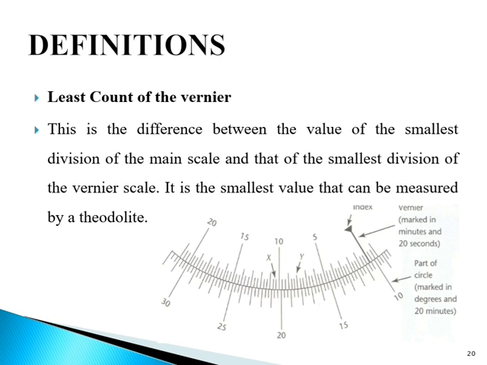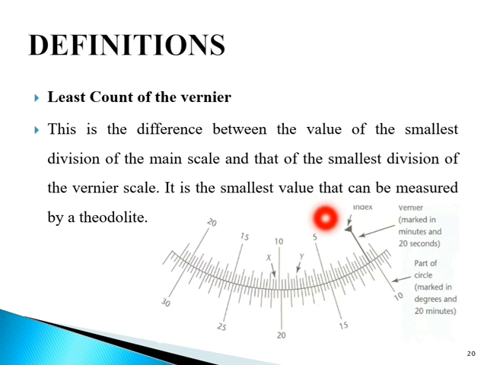Next, we are going to discuss the least count of the vernier. Least count means the smallest measurement the instrument can take. It is the difference between the value of the smallest division of the main scale and that of the smallest division of the vernier scale. It is the smallest value that can be measured by a theodolite.